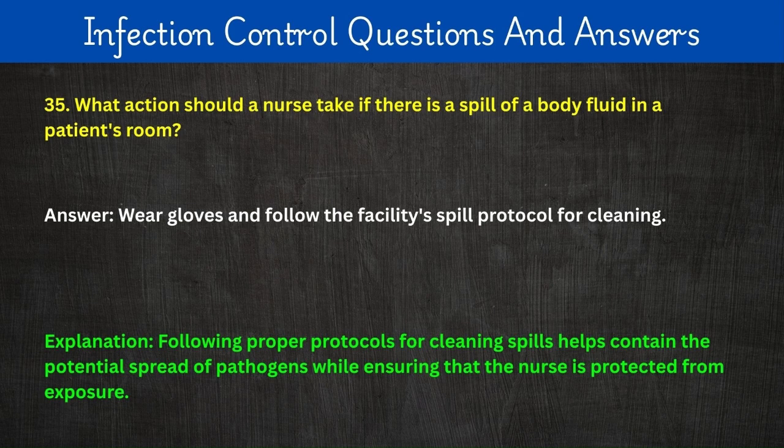35. What action should a nurse take if there is a spill of a body fluid in a patient's room? Answer: Wear gloves and follow the facility's spill protocol for cleaning. Explanation: Following proper protocols for cleaning spills helps contain the potential spread of pathogens while ensuring that the nurse is protected from exposure.